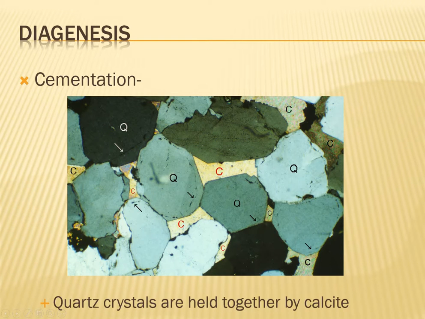And there's three common types of cements in sedimentary rocks. One is calcite. So this is a thin section. This is a sandstone. These big blobby gray crystals that are labeled Q, these are all quartz grains. All right. And in between those big quartz blobs is this kind of yellow light colored stuff. This is all calcite. So in this case, the calcite is gluing all of those little quartz grains together.